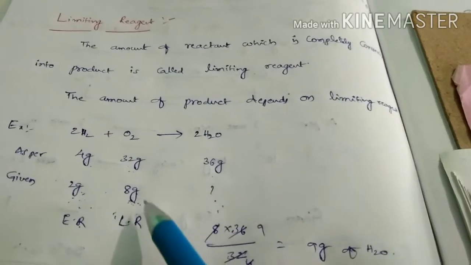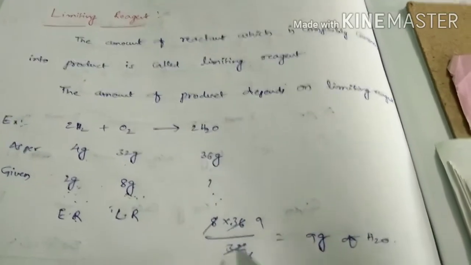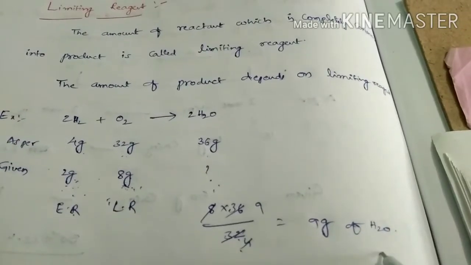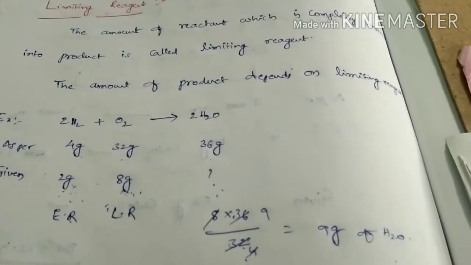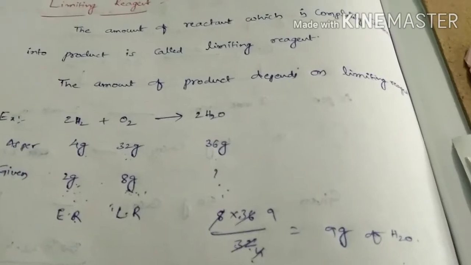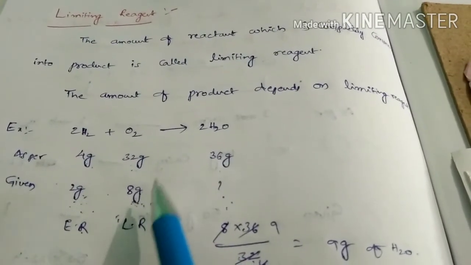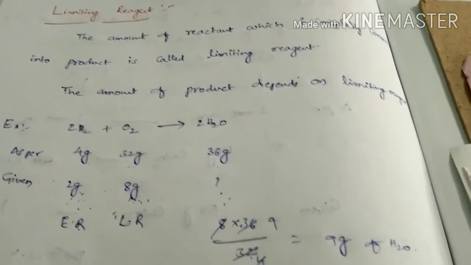So what is the calculation? 8 into 36 by 32. Then finally, 9 grams of water. So that is the way to calculate the limiting reagent in this model. After finding the limiting reagent, only then can we find the product amount.